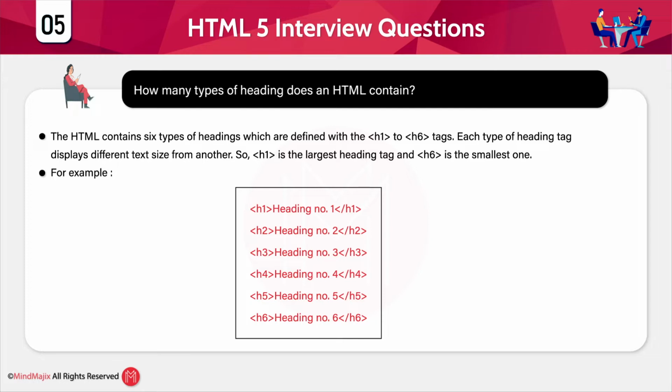Based on the requirement, we can choose the headings from H1 to H6. If you want a large text size with bold, you can directly go for H1. If you want the next level to H1, you can go to H2, like that. If you want the smallest heading with some bold, you can go for H6. Based on the requirement, you have different heading tags. Okay, H1 to H6 in HTML.